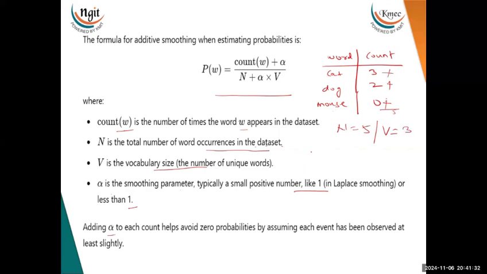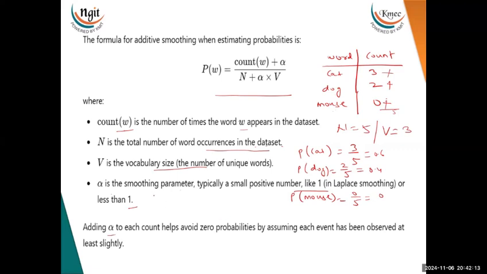Now let's write the normal probabilities of each word mentioned here. The probability of cat appearing would be 3 by 5. 3 is the count of the word cat, and we divide it by N, the total number of word occurrences in the dataset. So the probability is 0.6. Similarly, the probability of dog is 2 by 5, that is 0.4. And the probability of mouse is 0 by 5, which is 0.